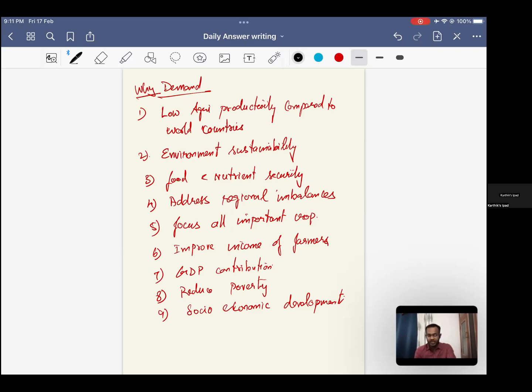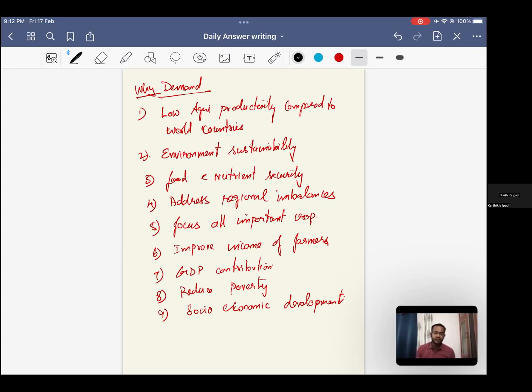Food and nutritional security, regional imbalances, where the green revolution focused only on high fertile crops and regions with a high amount of water available, whereas the dryland farming regions with less water availability, and crops like pulses, oil seeds, millets, have all been neglected. So regional imbalances are existing high in the primary sector across the country. So the next green revolution should address the regional imbalance. When you write about regional imbalance, write that particular part. Focus on all important crops, not just rice and wheat. This will improve the income of the farmers.